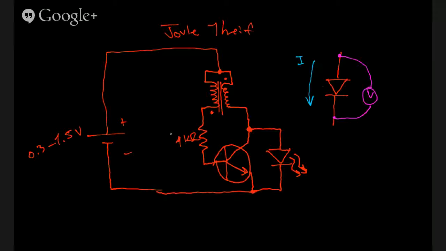LEDs, in particular, require quite a bit of voltage to turn on. They'll require about 3 volts to turn on. So if we only have a 1.5 volt battery, like a single AA, we're not going to be able to get this to light up.